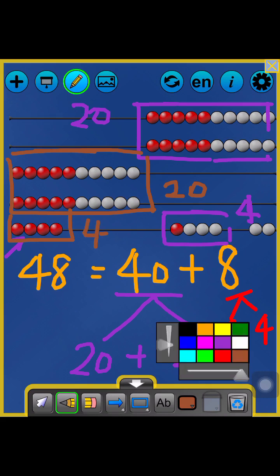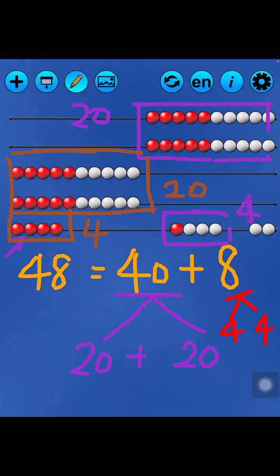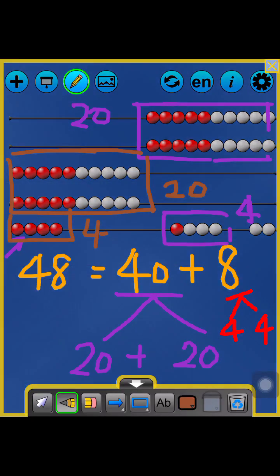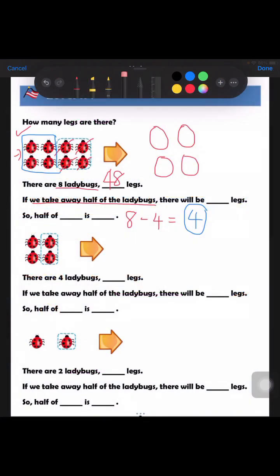So each side we have 20 beads plus 4 beads. That equals 24. The half of 48 is 24. Just now we used the abacus to find the half of 48. So if we take away half of the ladybugs, that means there are still 4 ladybugs. How many legs are there?